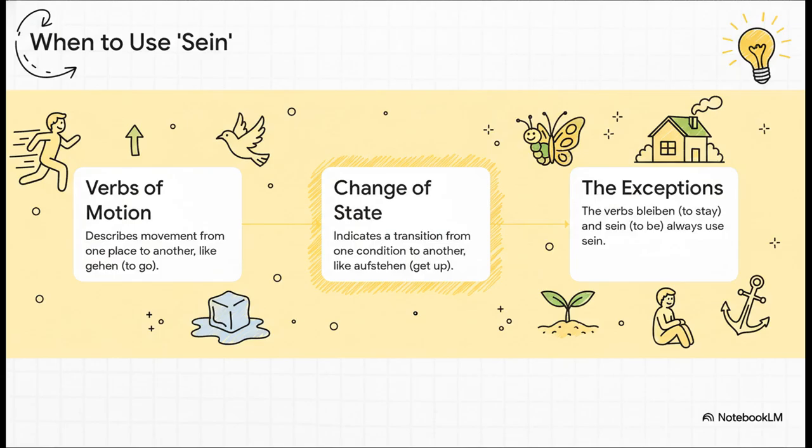And believe it or not, it really all boils down to just these three simple categories. That's it. If a verb falls into one of these three little groups, you must use sein. This is our entire game plan right here. So let's break them down one by one.